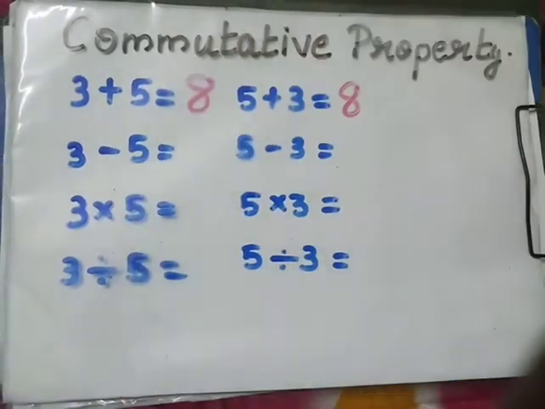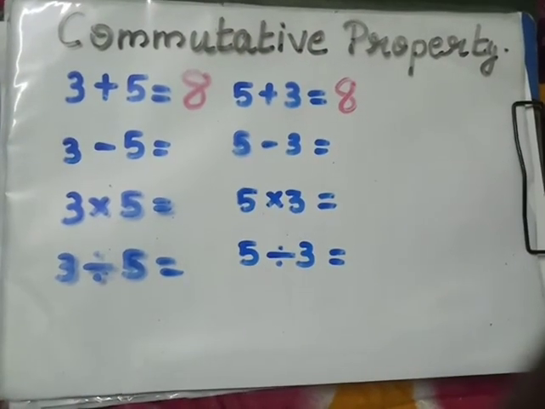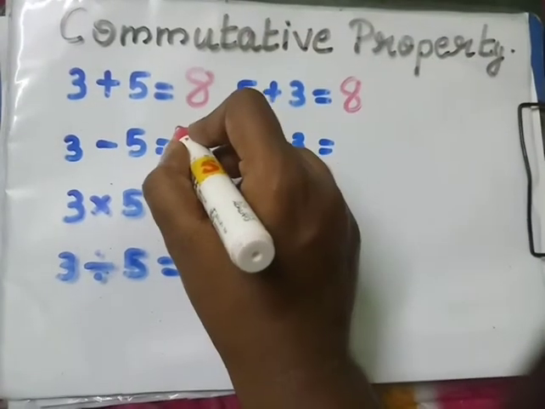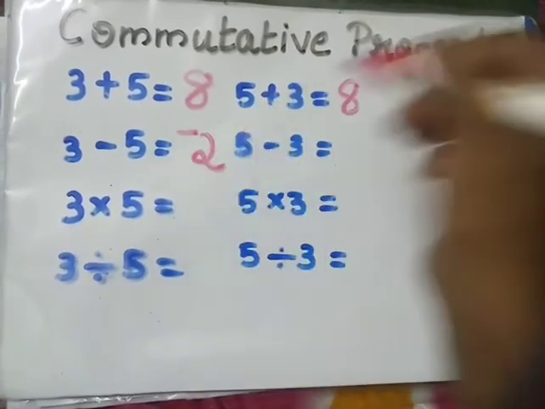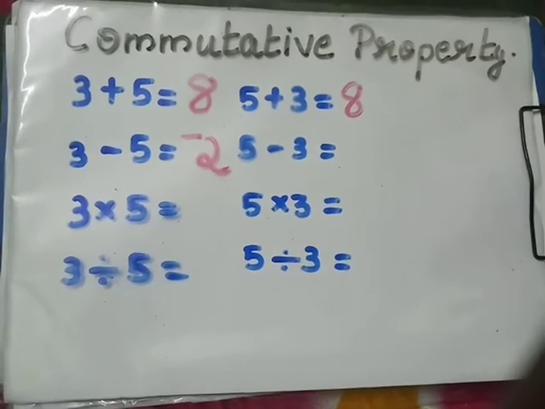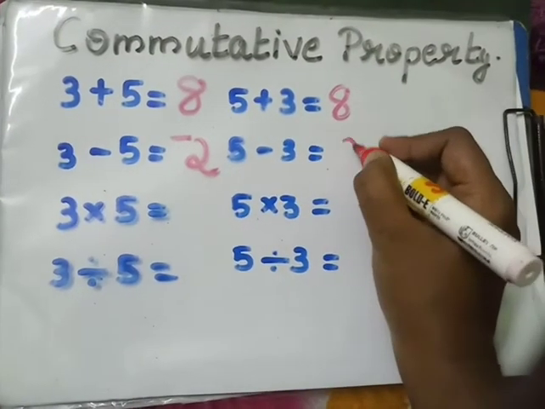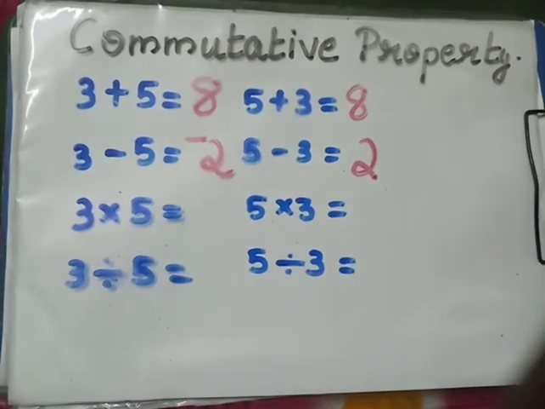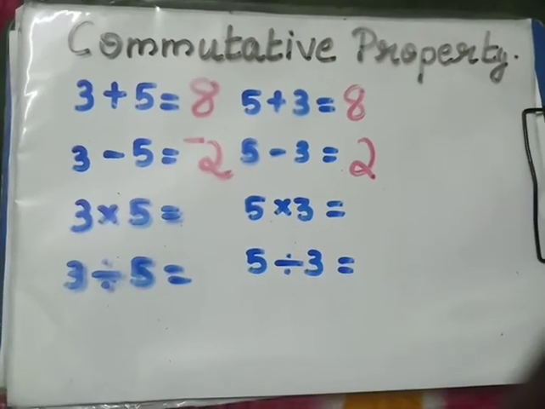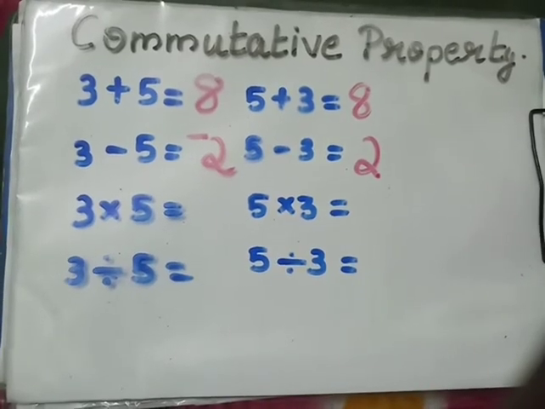Now let us check for subtraction. What is 3 minus 5? 3 minus 5 is negative 2. Now here also I change the order. What is 5 minus 3? I am getting positive 2. Right? So here our answers are different. One is a negative number and the other one is a positive number.